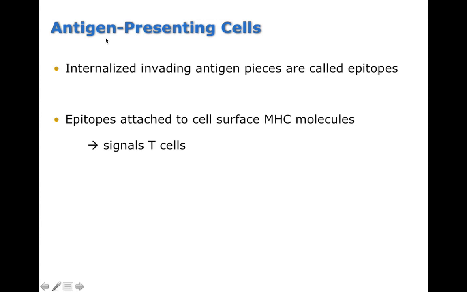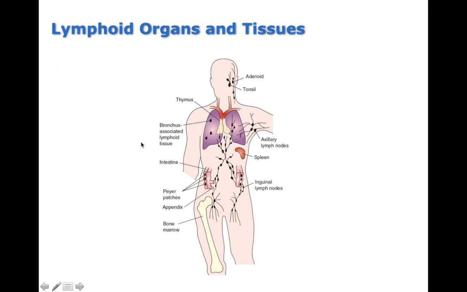So for the antigen-presenting cells, these are going to internalize invading antigen pieces called epitopes. And the epitope is just going to be a piece of that specific antigen molecule. Now, these epitopes are going to be shuttled to the cell membrane surface, and they're going to fuse with this MHC molecule, which is a major histocompatibility complex. You're going to fuse that with an epitope of a foreign antigen, and then what these cells do is they present that to other immune cells within your body. And these can do things like signal T cells to become activated.